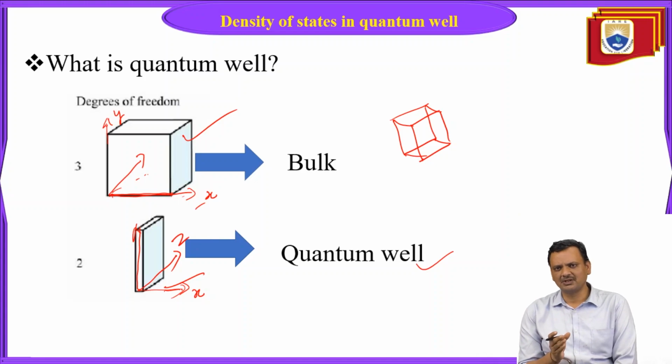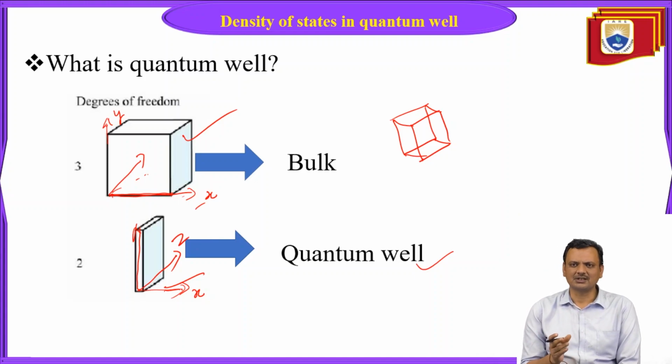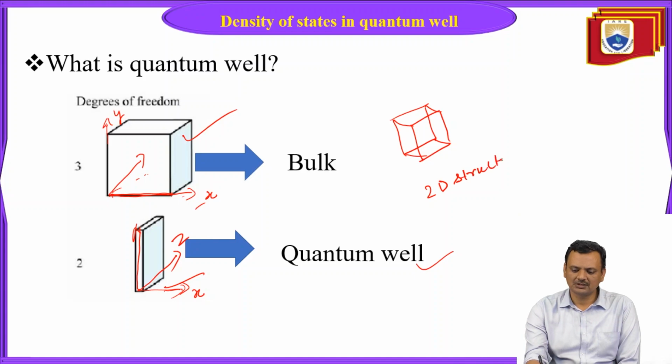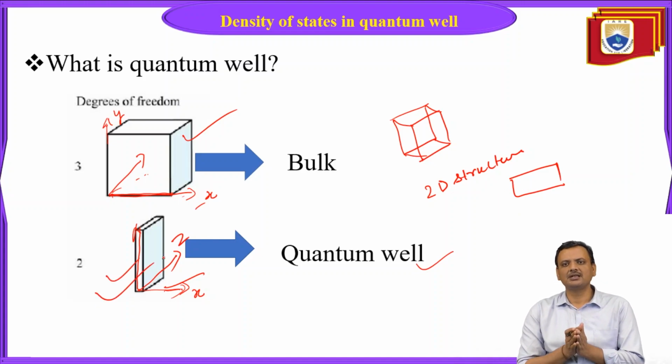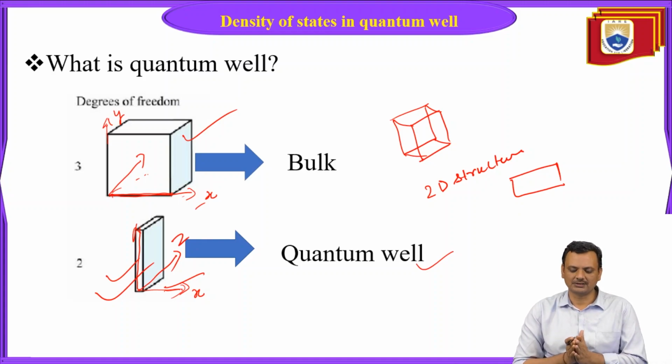Such type of geometry is considered as a nanostructure. If you are confining one particular direction, meaning you are getting a 2D structure, like a sheet, such type of geometry is considered as a quantum well structure.